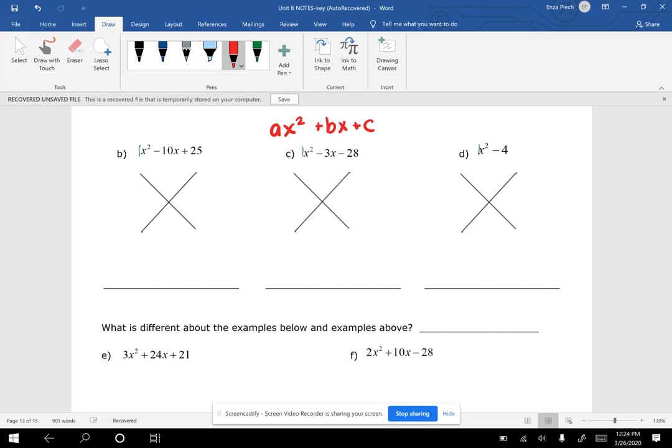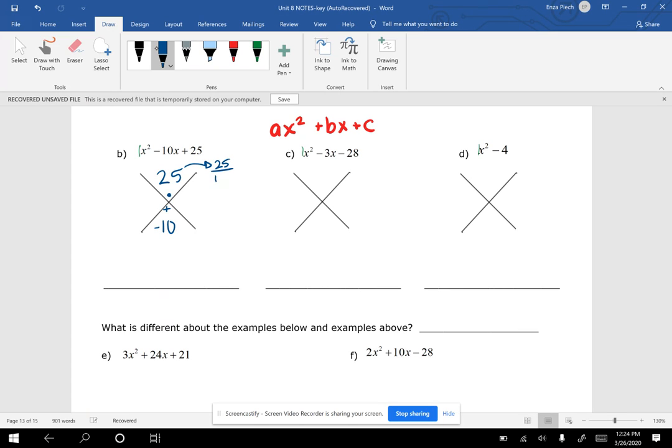So we're looking at that a value. If we just have an a value that's 1 or a no number a value, that tells us that we don't have to use the box. We're just going to use the diamond. So we're saying what's going to multiply to our c, so 25, and what's going to add to negative 10.